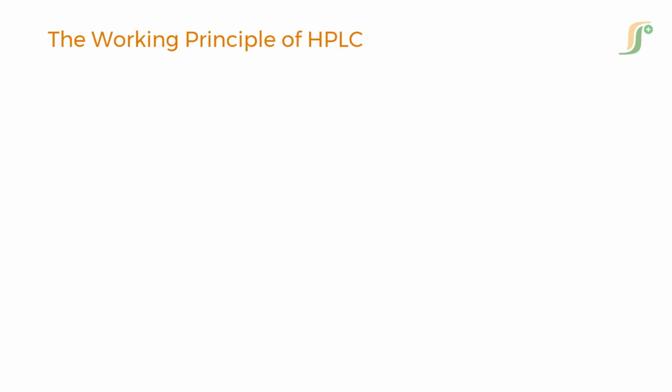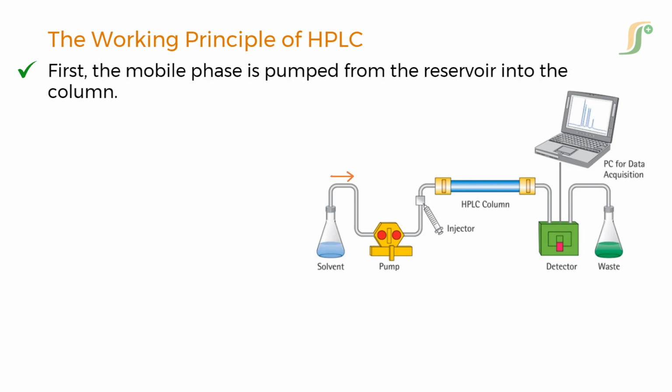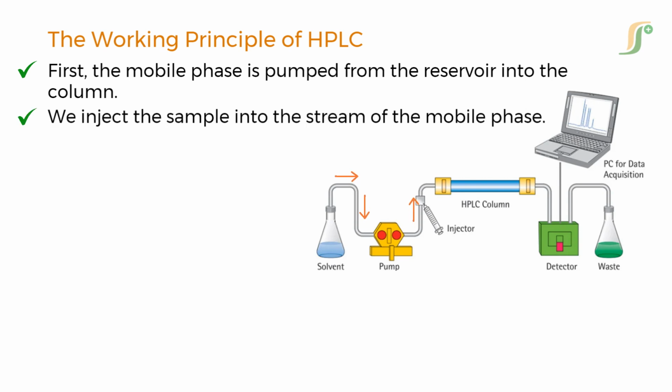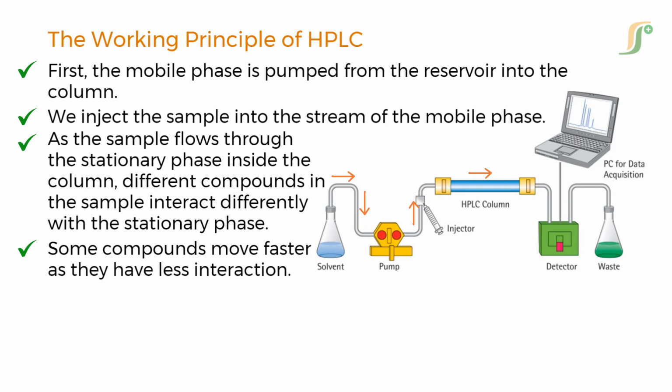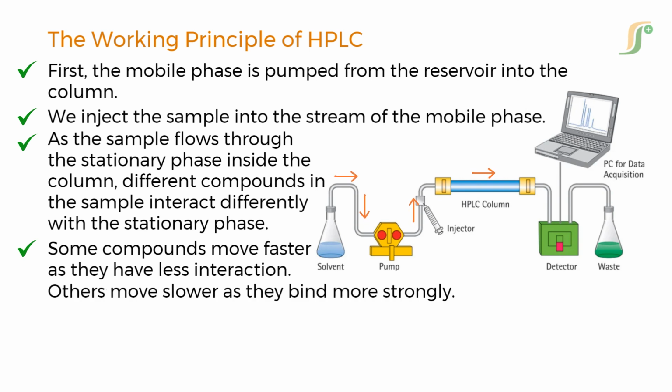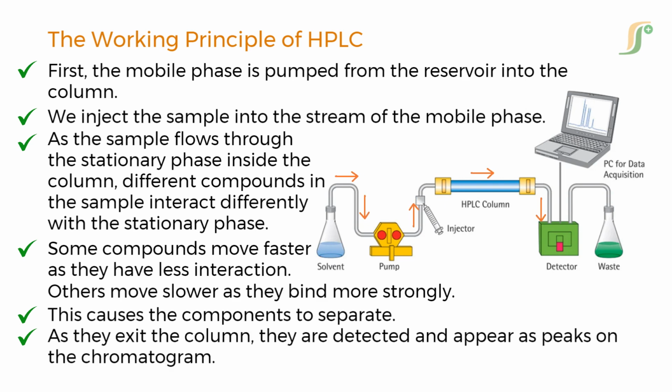Let's understand the working principle of HPLC. First, the mobile phase is pumped from the reservoir into the column. We inject the sample into the stream of the mobile phase. As the sample flows through the stationary phase inside the column, different compounds in the sample interact differently with the stationary phase. Some compounds move faster as they have less interaction. Others move slower as they bind more strongly. This causes the components to separate. As they exit the column, they are detected and appear as peaks on the chromatogram.